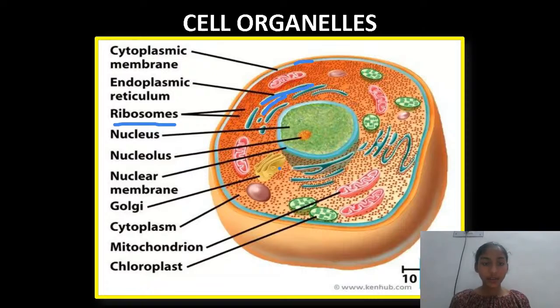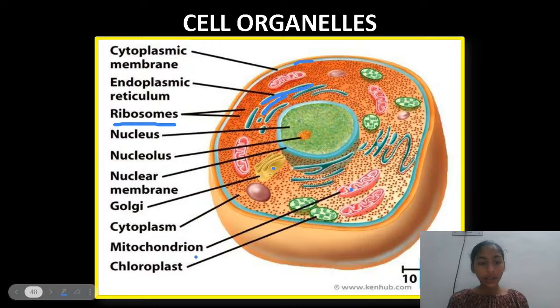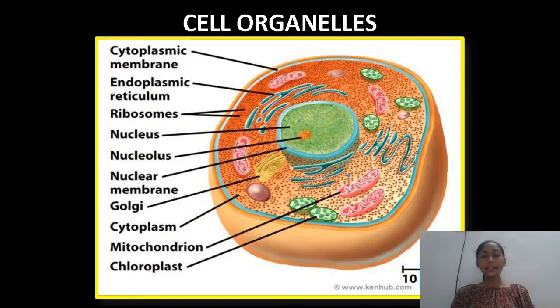Golgi apparatus, or the Golgi, is another cell organelle. Cytoplasm is the liquid substance around the organelles. Cytoplasm overlaps with all of these organelles. Mitochondria can be found over here. Chloroplast is mainly present in plant cells, not in animal cells. We'll learn further about all these organelles in detail.